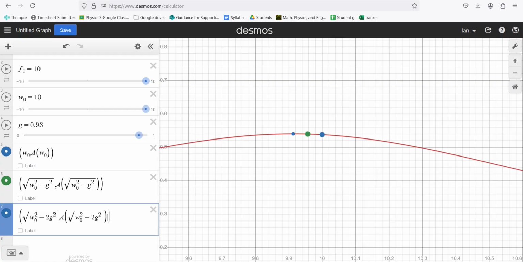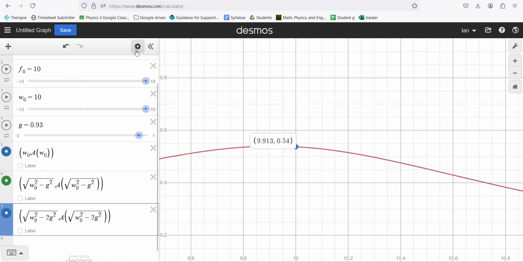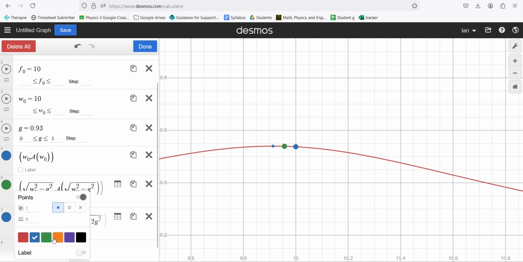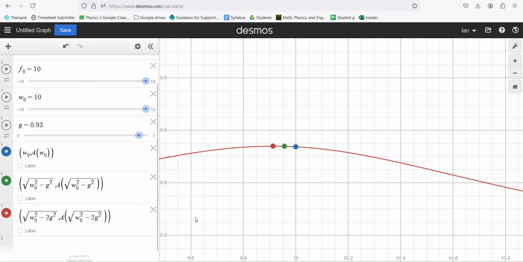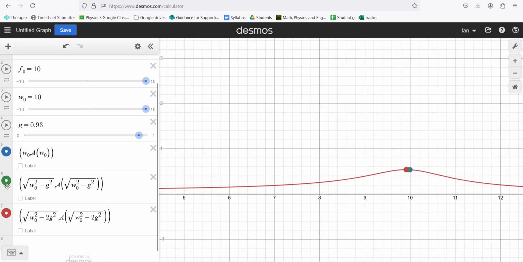So if we go back to the Desmos and we plug that in, which I already did there while the video was paused, you can see that that's exactly at the peak. And here I'm just changing the color. I'm going to change it to red. Make the point a little bit bigger. And I'll turn off the other two. And you guys can see how the peak of that curve is always the red point that we just found.